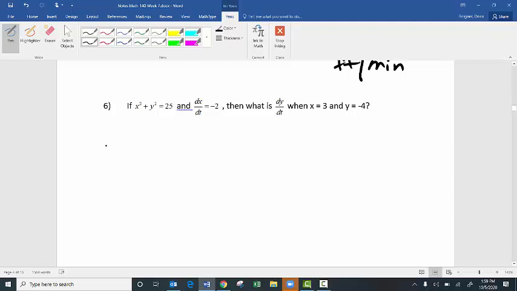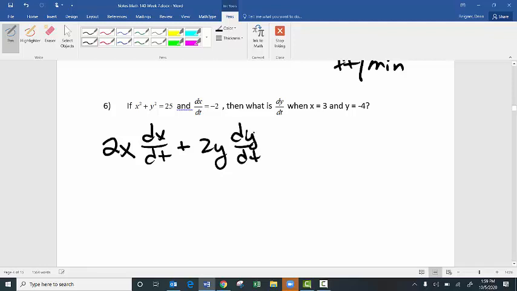The derivative of x squared is 2x, and then the derivative of x is not 1, it's dx/dt. So that's where it's a little bit different. The next one, the derivative of y squared is 2y, and then the derivative of y is dy/dt. We're used to putting y prime there, but that's when we took it with respect to x. Now we're taking it with respect to time. And then the derivative of 25 is 0. So you can cancel all the 2's out by dividing everything by 2.